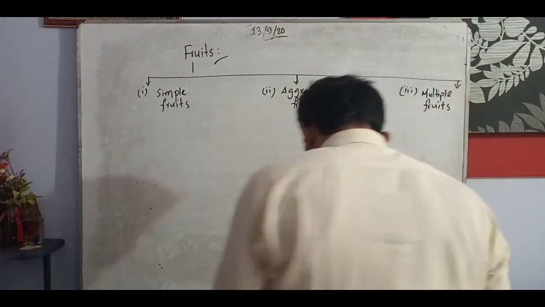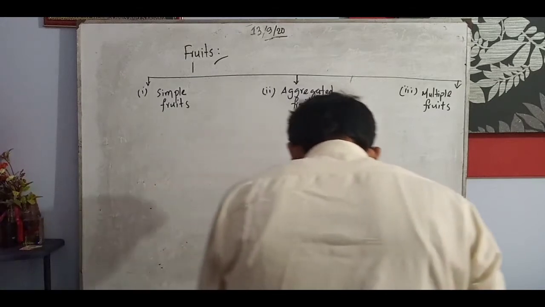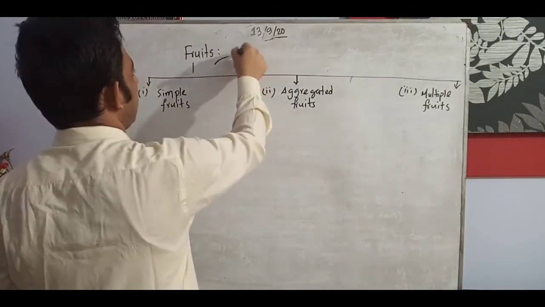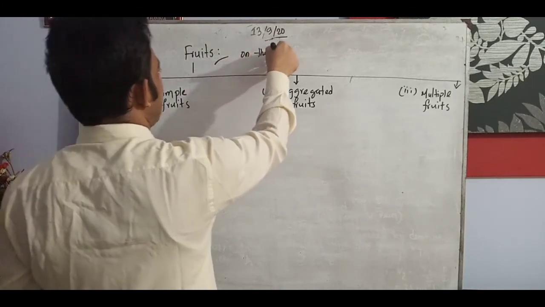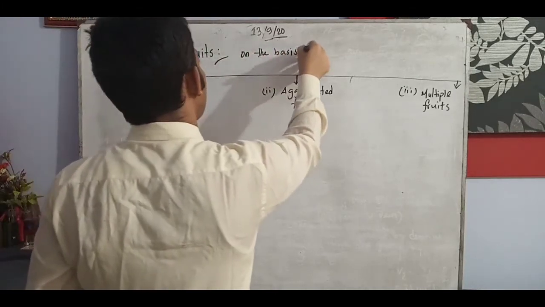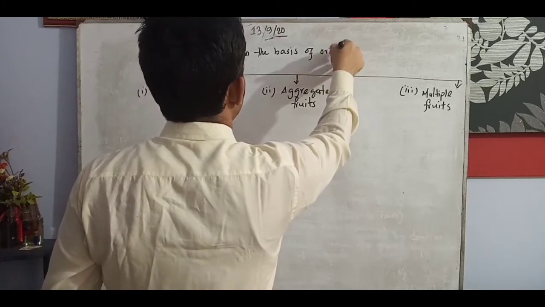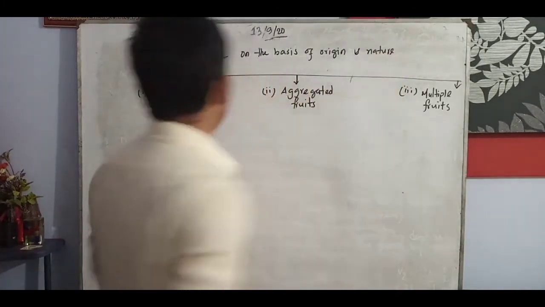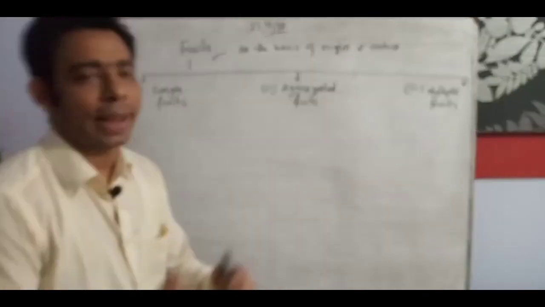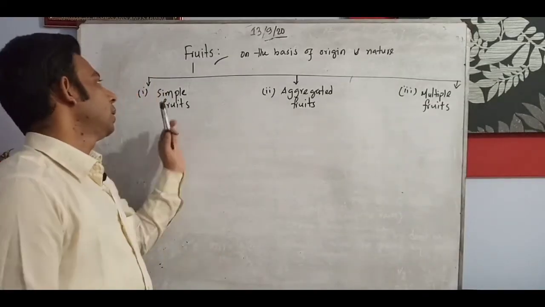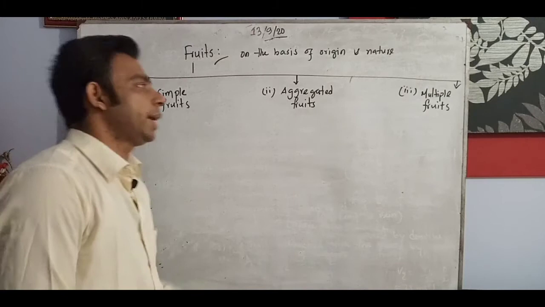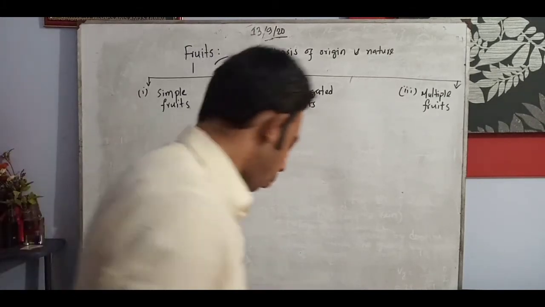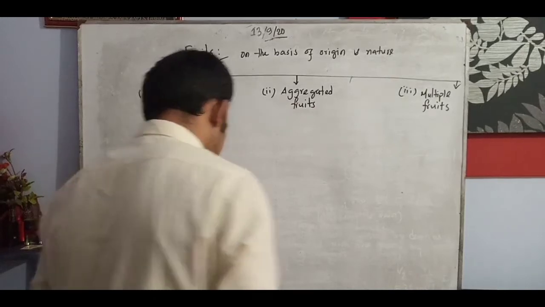On the basis of origin and nature, fruits are categorized into three kinds, that is the simple fruits, aggregated fruits and multiple fruits. Yes. Now we will go through understanding about the simple fruits.